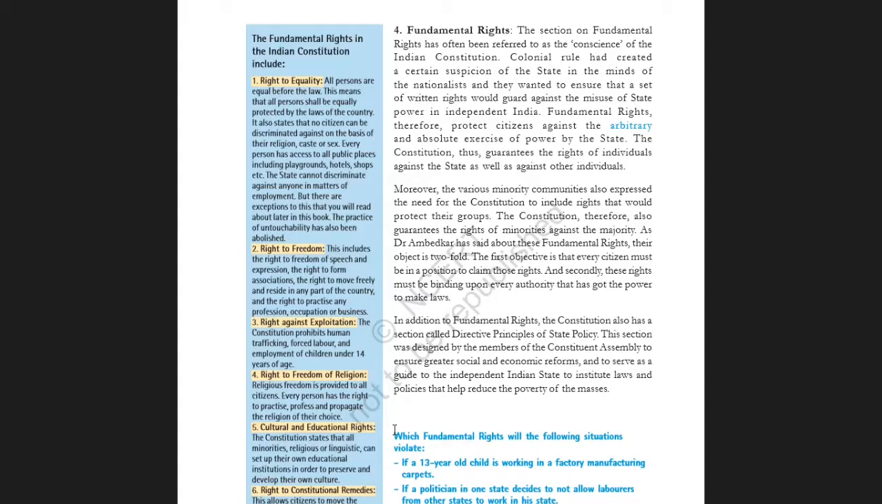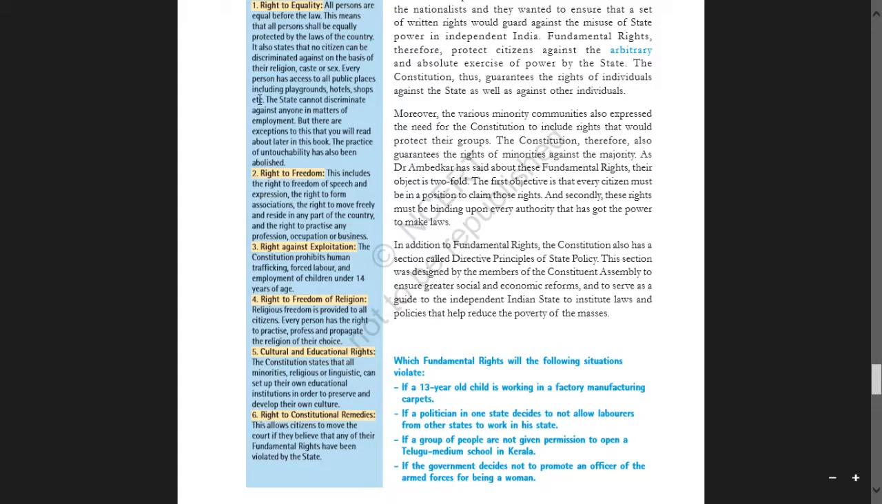Boys, to your left side, you can see here the fundamental rights in the Indian Constitution. So this is very important, which you need to learn by heart also. Sometimes it can be asked. So we have 6 fundamental rights which are granted to us by our Indian Constitution.